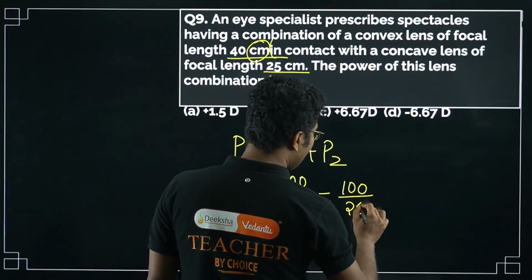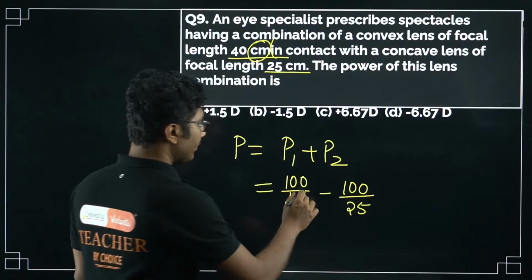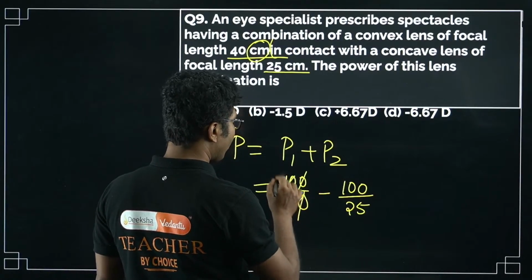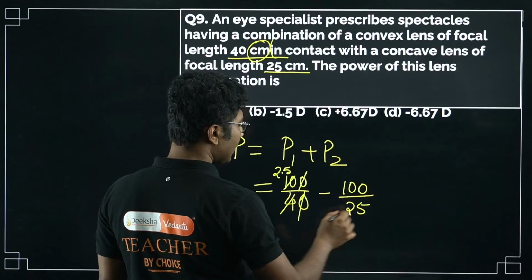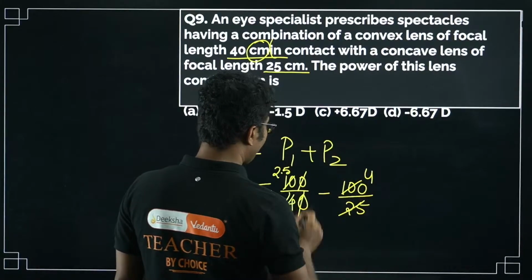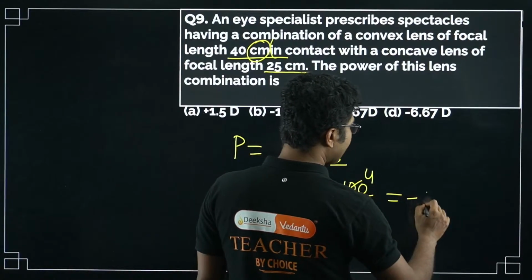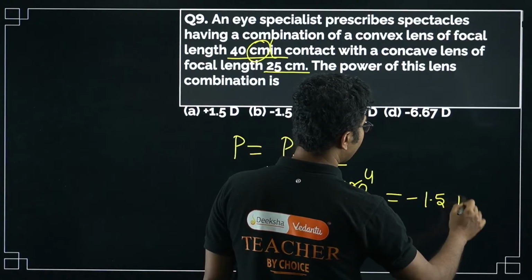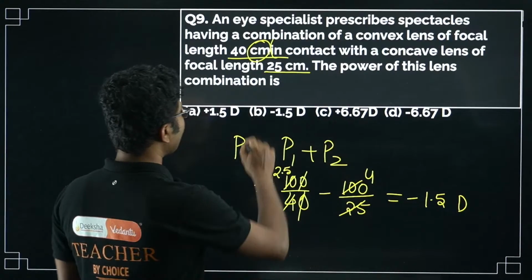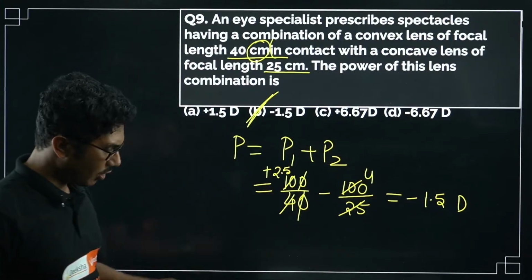That is very, very useful, right? So we will cancel it. We will get 2.5, and here we get 4. So plus 2.5 minus 4 will give you minus 1.5 diopter. Okay, minus 1.5 diopter. So the correct answer is option B.